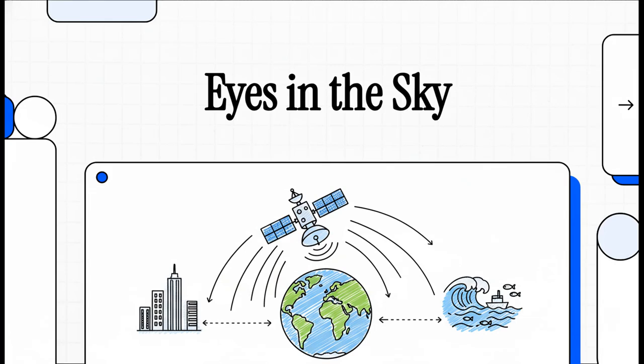We call them eyes in the sky, these silent observers circling our planet, giving us this incredible God's eye view of everything, from our busy cities to the deepest, most remote forests. Today, we're going to pull back the curtain on the amazing tech that makes this all possible and reveals secrets that are, well, hidden in plain sight.